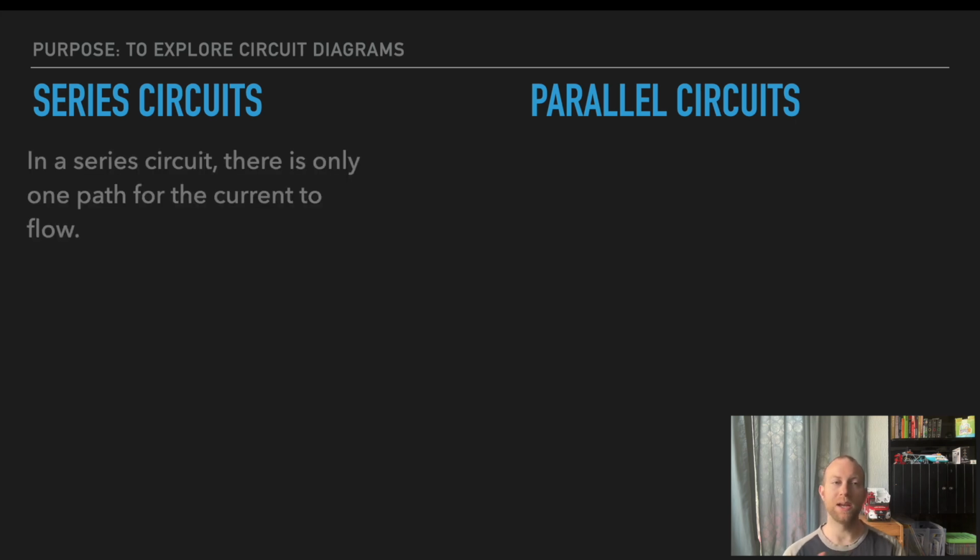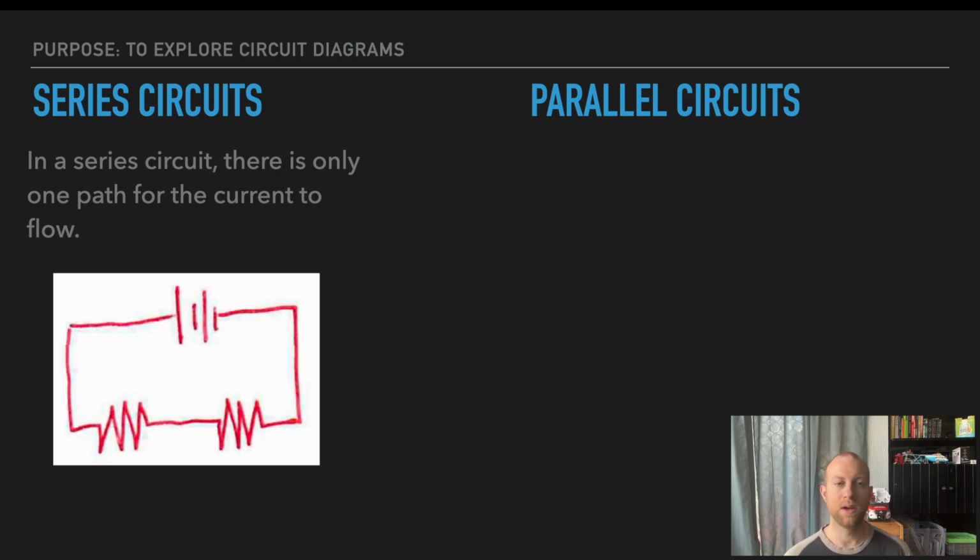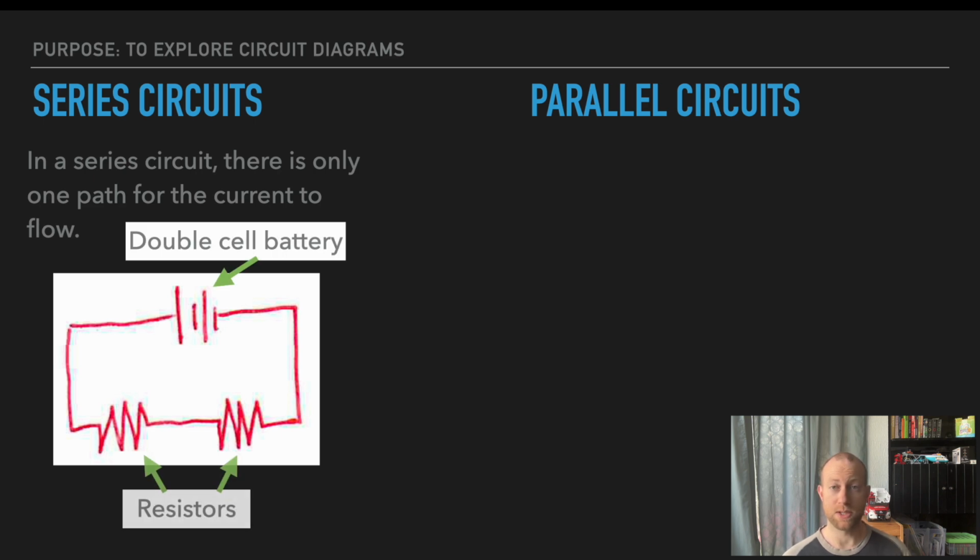So in a series, we've only got a single path for the current to flow through. Think about series, like a TV series. You watch them one episode after the other, so there's only one path to go through. So here's an example of that. Current comes out the battery, the double cell battery, flows through both resistors and then back. There's only a single path. Notice here, this is a double cell battery and these are your resistors.